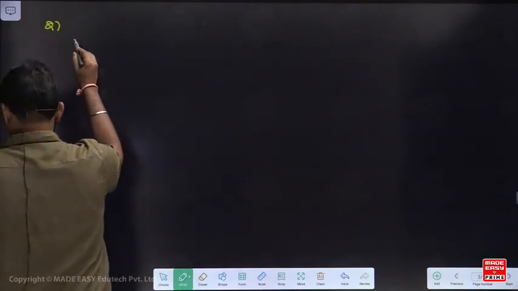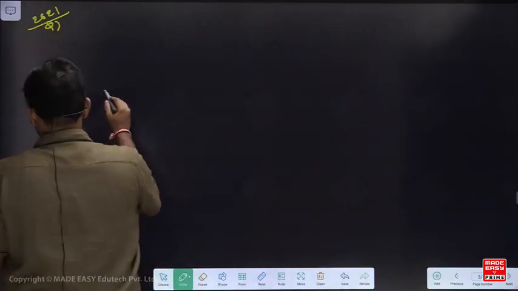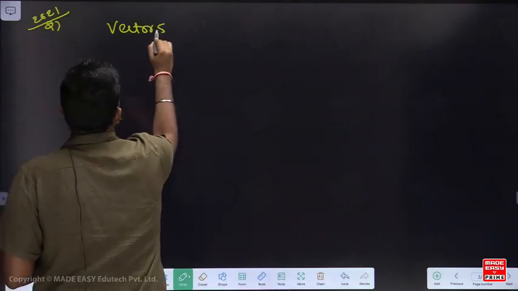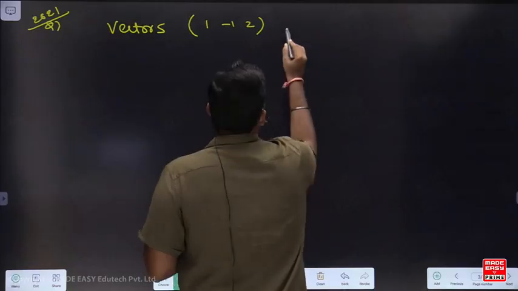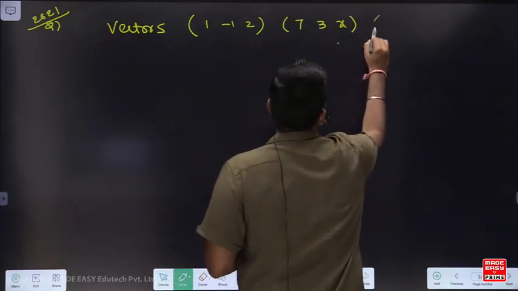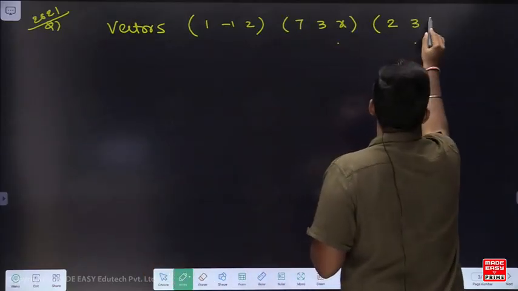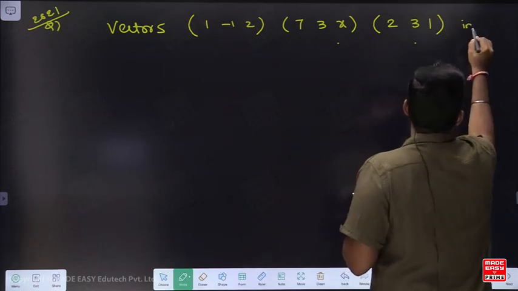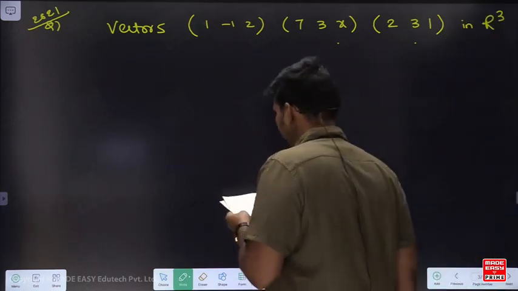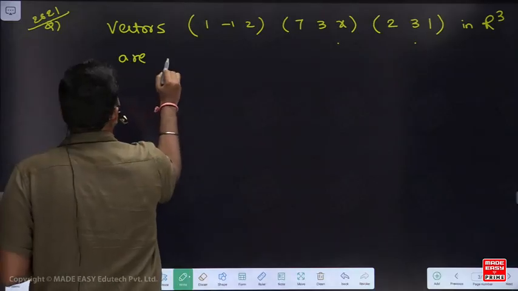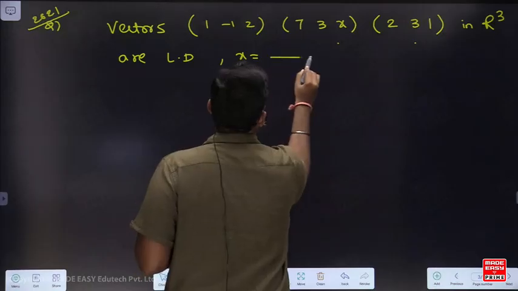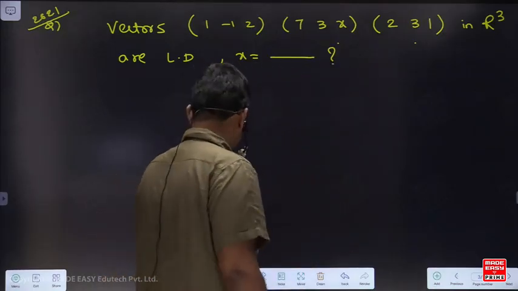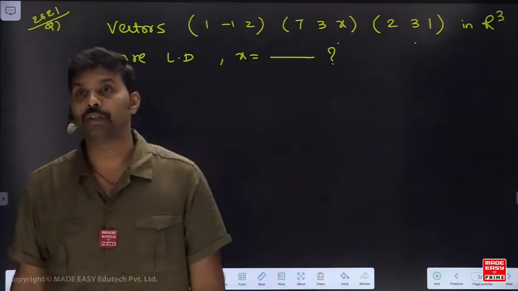The question is a 2021 question. The vectors (1, -1, 2), (7, 3x), (2, 3, 1) in R cube are linearly dependent, then x is equal to dash. This is a 2021 question, my dear.